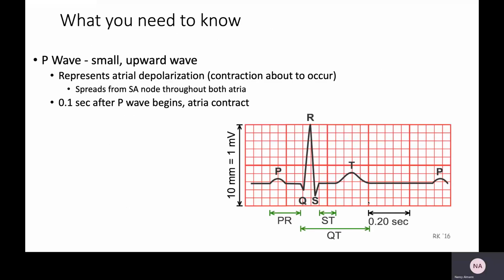So here we have it. This is what you need to know. Take a look at the diagram or the image down on the right, and then let's look at the P wave, which is that small upward wave. It tells you that contraction is about to occur. I'm not going to ask you what time the atria contract after the P wave begins. No, I want you to know that this means that the atria are going to contract.